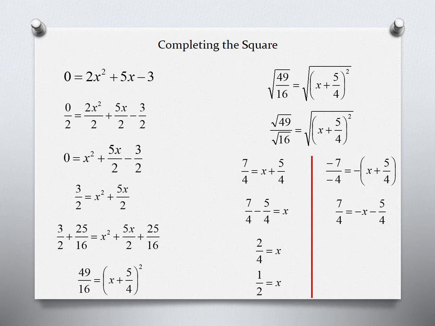So I have to simplify here, so I do perform some simplifications. I really end up with 7/4 on the left, negative x minus 5/4 on the right, and then I add 5/4 to both sides, and then I end up with 12/4 on the left, negative x on the right. Of course I can simplify that 12/4 to 3, and then divide the whole thing by -1, and I end up with -3. So I've abbreviated a little bit here, but in conclusion, I'll end up with x is -3 and x is 1/2.